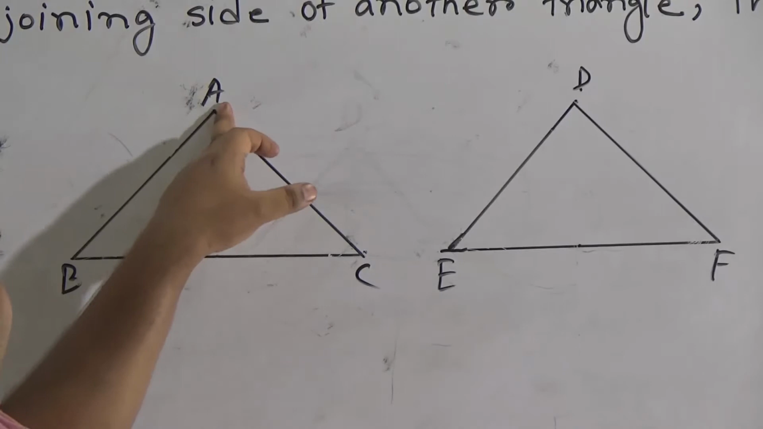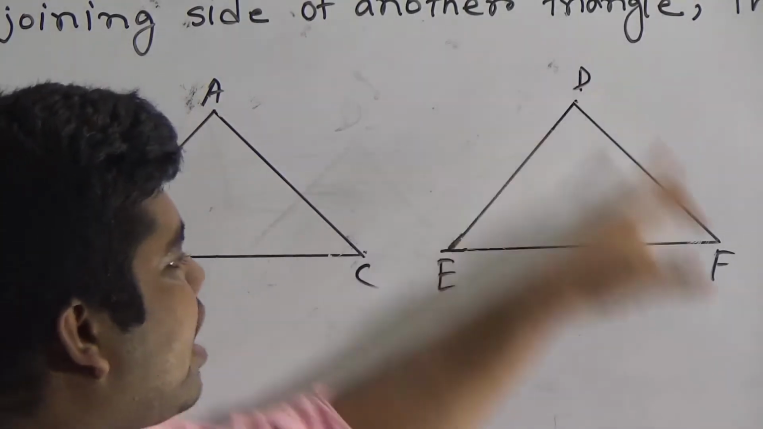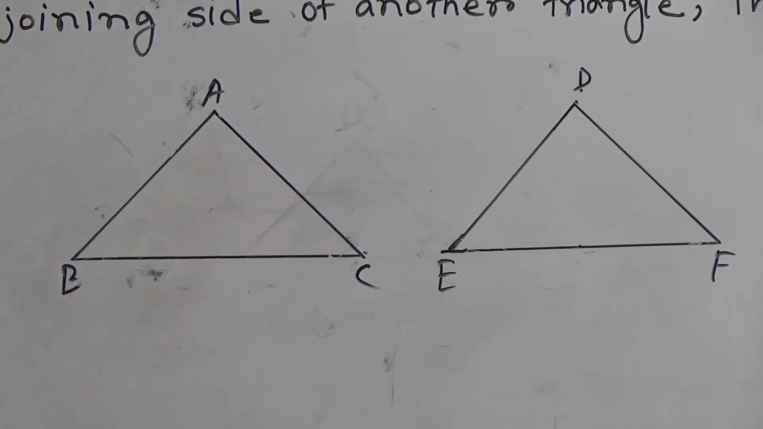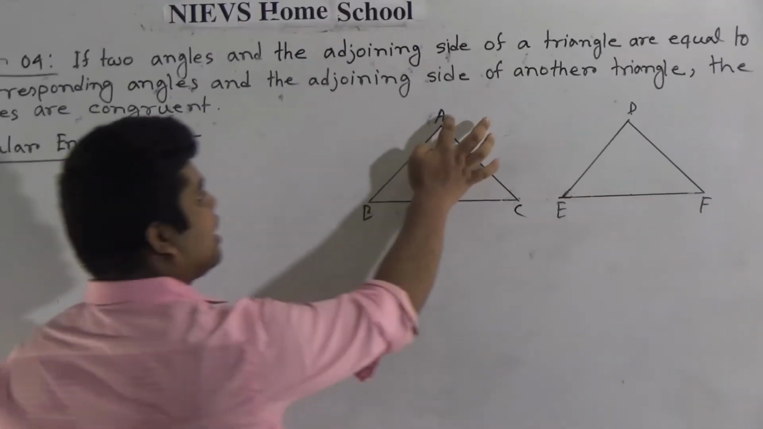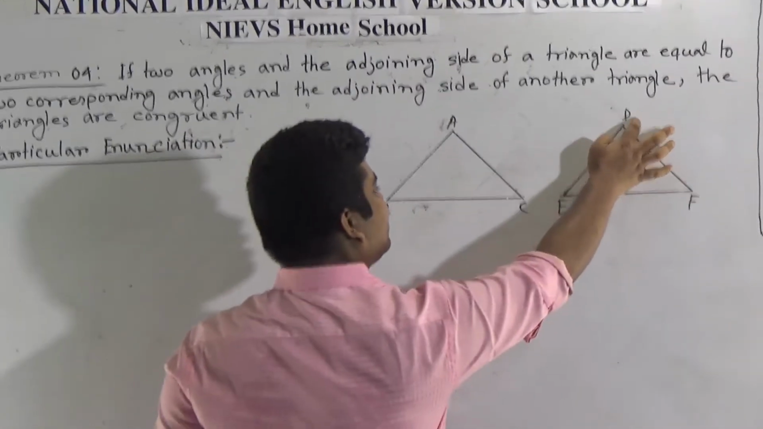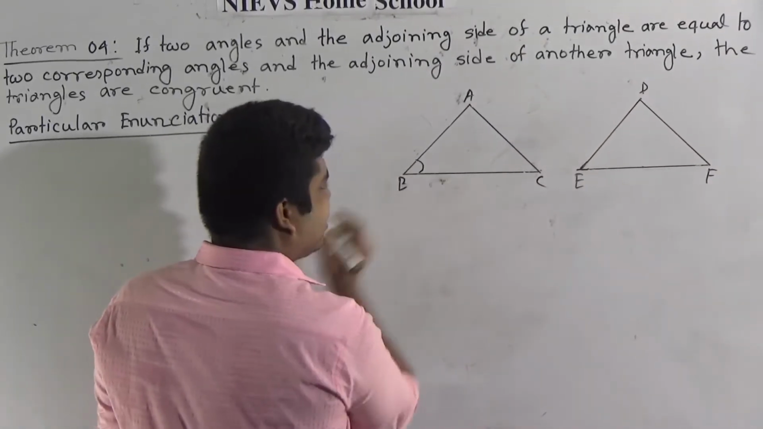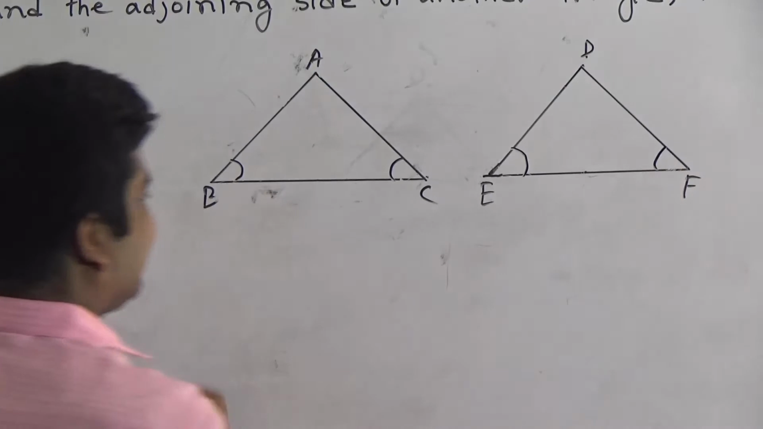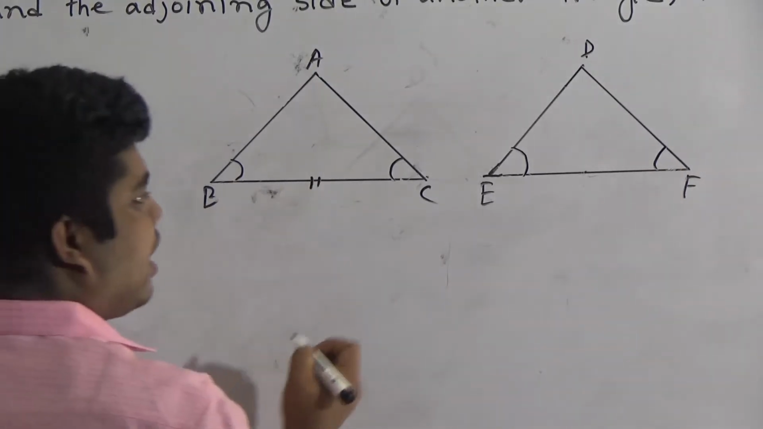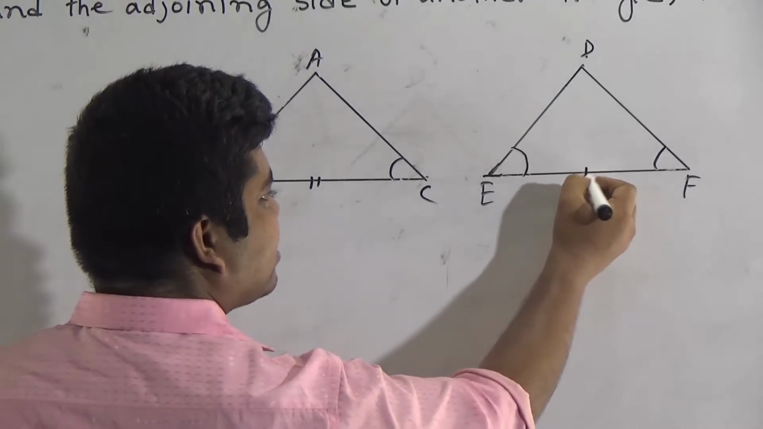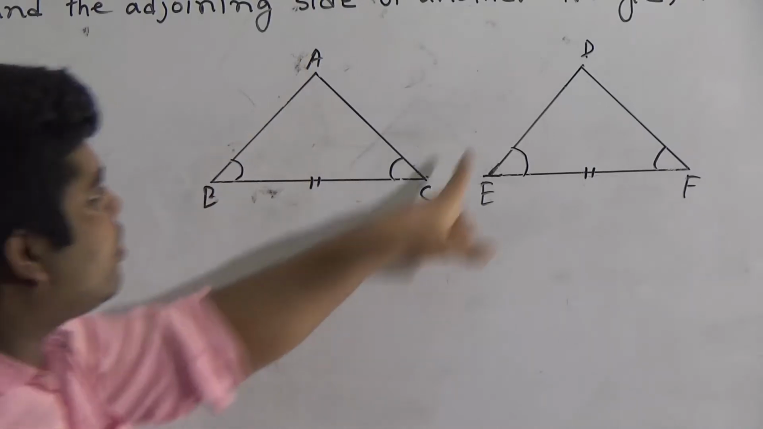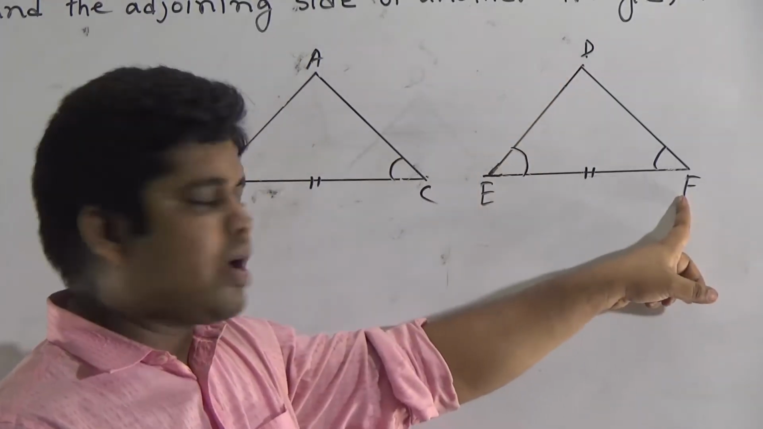After that you add AB, AC and add DE and DF. Then it will be a similar triangle. You must draw the triangles, both are the same. So, my dear students, the particular enunciation is: in triangle ABC and triangle DEF, angle B equal to angle E, angle C equal to angle F, and the side BC equal to the corresponding side EF. It is required to prove that triangle ABC is congruent to triangle DEF. I hope you have understood.